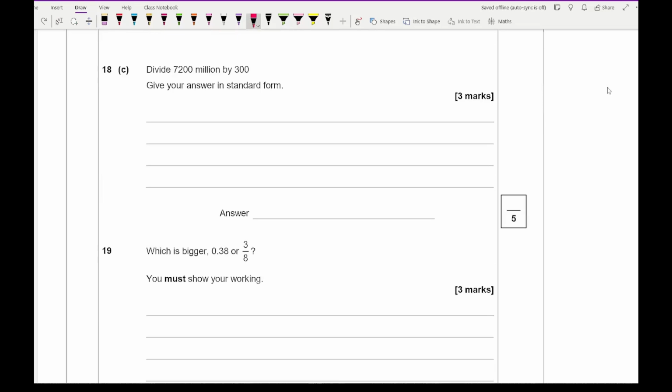Then moving on to 18c, it says divide 7,200 million by 300. Give your answer in standard form. So this number in standard form is going to be 7200 times 10 to the power of 6. Now millions has 6 zeros, so that's going to be 7200, and then I'm just going to write 6 zeros. Then we're going to divide that by 300.